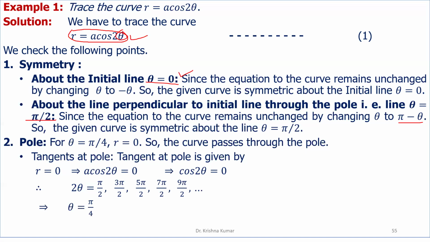So what is the value of theta? Theta equal to pi by 4, 3 pi by 4, 5 pi by 4, 7 pi by 4. We won't take 9 pi by 4 because, as we know, sine and cosine are periodic functions of period 2 pi. So 9 pi by 4 is nothing but 2 pi plus pi by 4, which will be repeating the first one. So we have only 4 tangents at the pole: pi by 4, 3 pi by 4, 5 pi by 4, and 7 pi by 4.